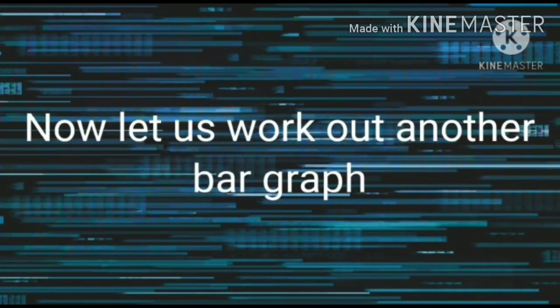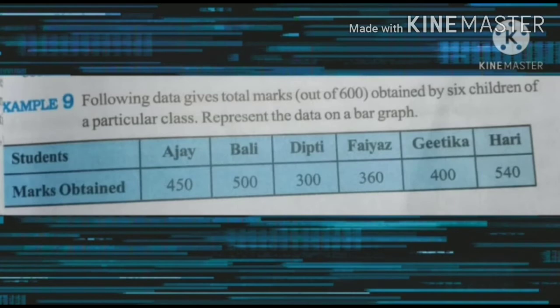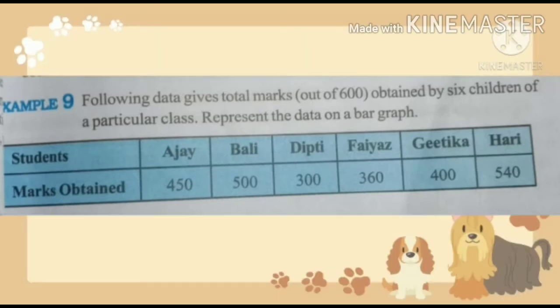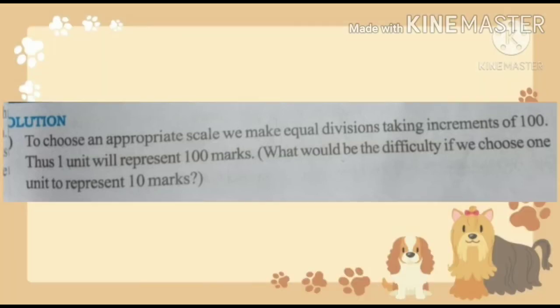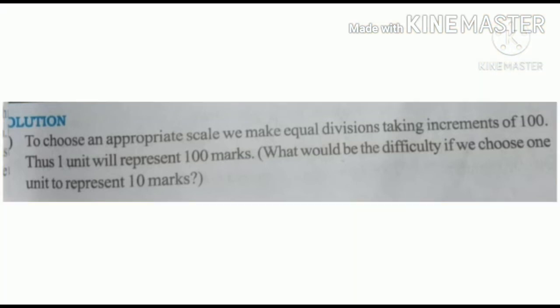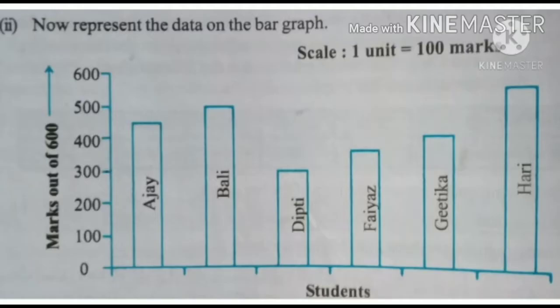Now let us work out another bar graph. Following data gives total marks out of 600 obtained by 6 children of a particular class. Represent the data on a bar graph. First of all, choose an appropriate scale. X-axis represents 6 students. And to choose an appropriate scale on y-axis, we make equal divisions taking increments of 100. So, y-axis represents 100 marks for 1 unit. Now, represent this data on the bar graph.